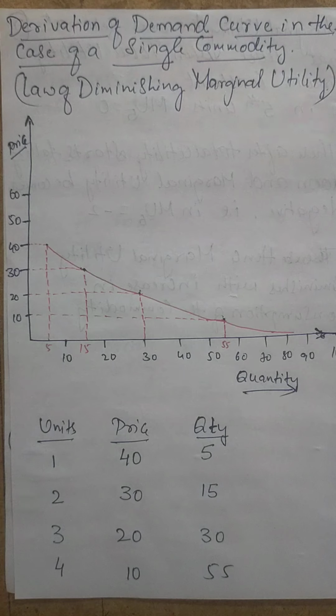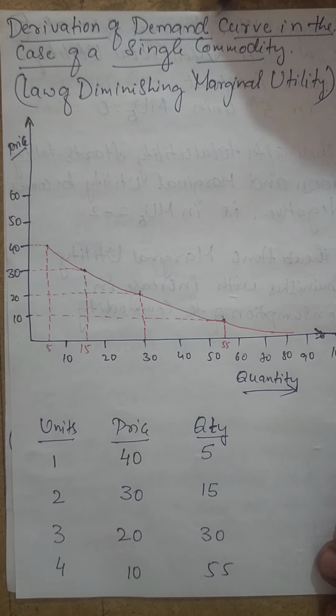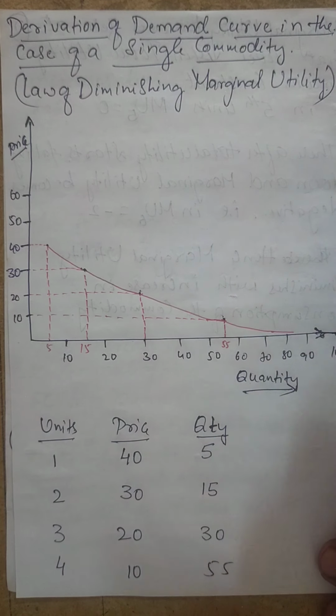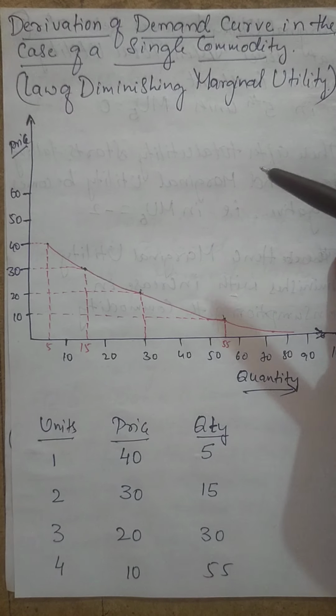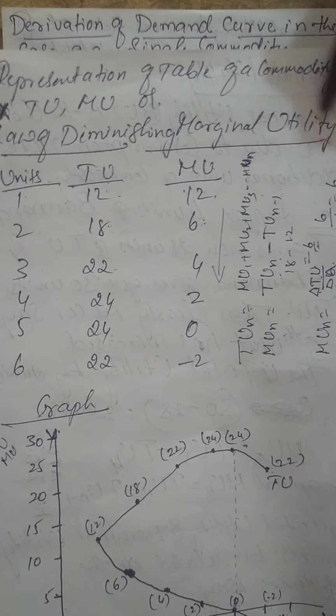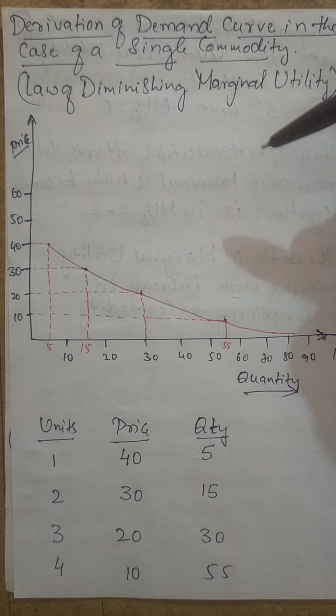So in the exam they'll ask you in this fashion: explain the derivation of demand curve in case of single commodity. They will not ask the law of diminishing marginal utility. Only for this question are they going to ask the law of diminishing marginal utility. Even here also the marginal utility gets decreased.